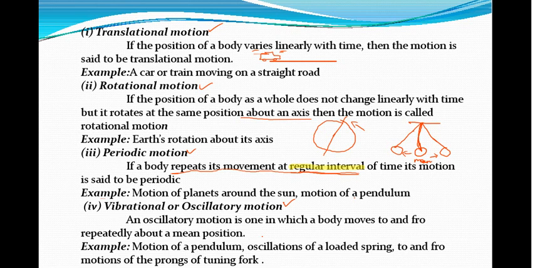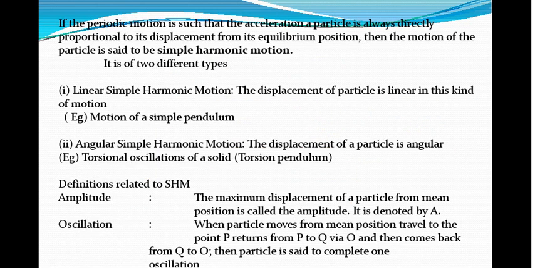Right. Now next we are going to see about the simple harmonic motion. So what is meant by simple harmonic motion? If a periodic motion is there, that means we have already seen the periodic motion, or a simple pendulum or the movement of earth around the sun.